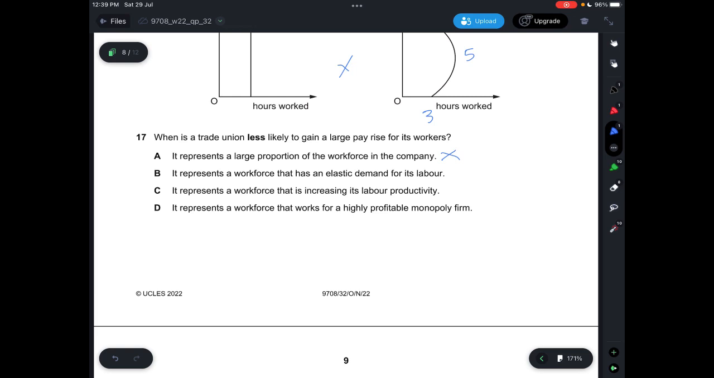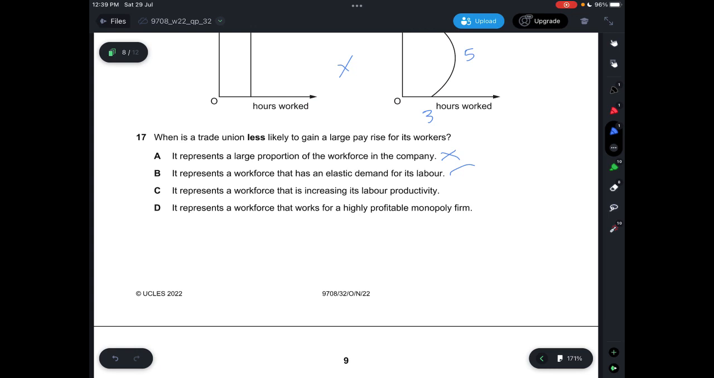B, it represents a workforce that has an elastic demand for labor. So yep, this is the answer, because if you have an elastic demand for labor, that means that you could choose not to hire these people and rather pay a lower salary because they don't really need that much labor. Unless it's inelastic demand, then it is possible to demand higher wages. But in this case, it's not, because of elastic demand.